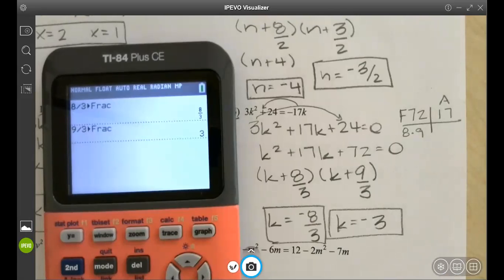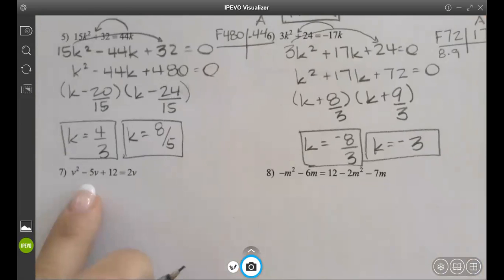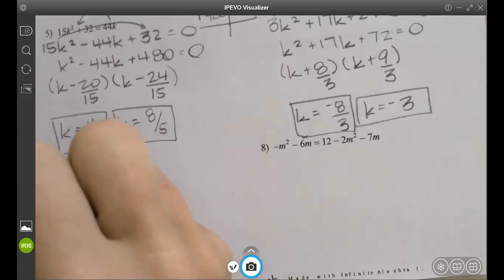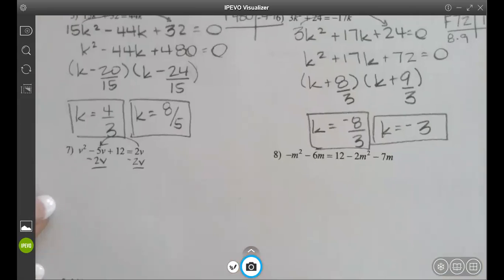Everybody good? All right, look at your next one. It's the same exact thing, except I already have a V here. So I want to get it to the other side. I want to move that 2 to the other side, but I want to put it together with that 5V.